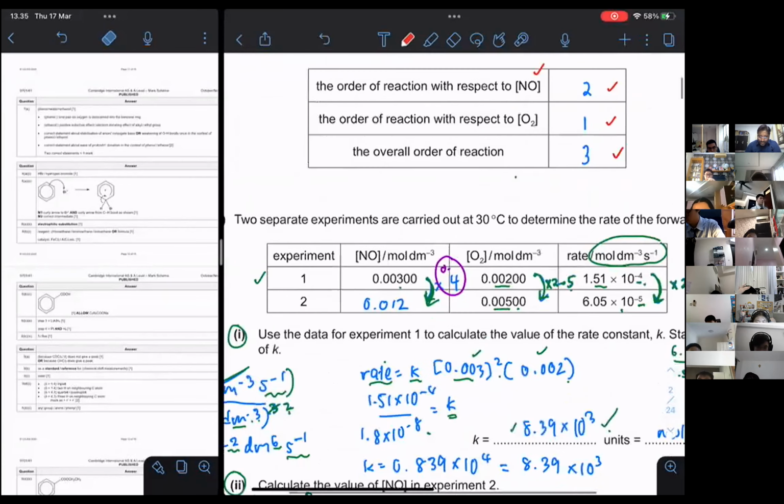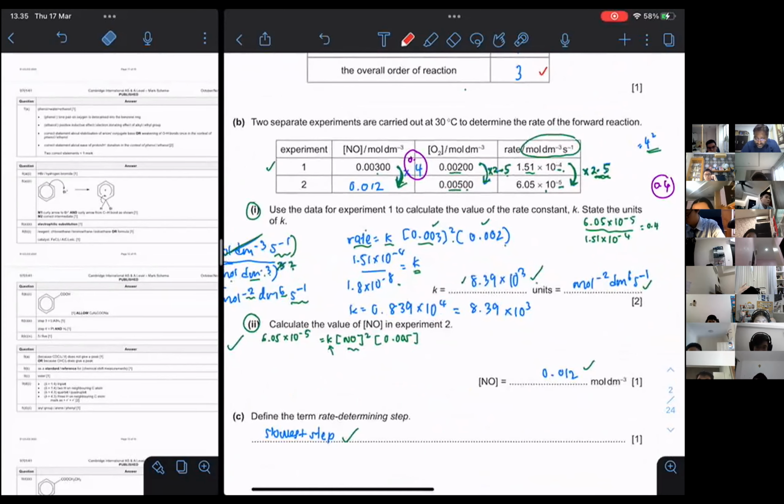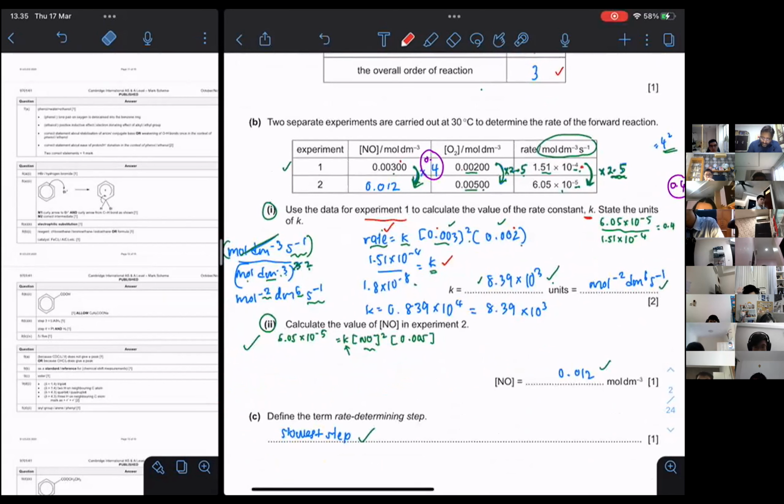For now, if you look at the second question over here, two separate experiments are carried out at 30 to determine the rate of forward reaction. They are asking you to look at experiment number 1 to calculate the value of the rate constant. Using all the data that you have over here and the equation, you just need to replace. Put in the rate, use this value, then put in all these values and calculate what is K. Once you calculate, you will get the answer, but change it into 3 significant figures.